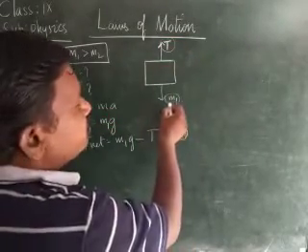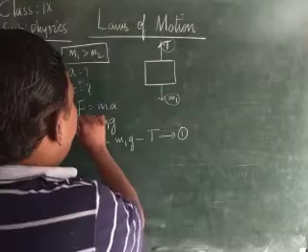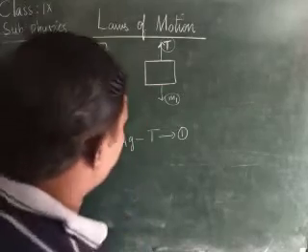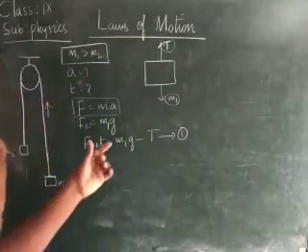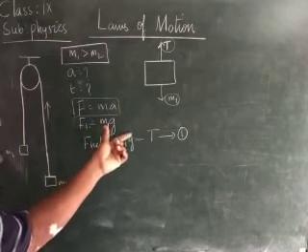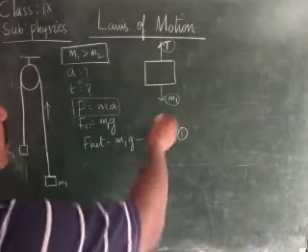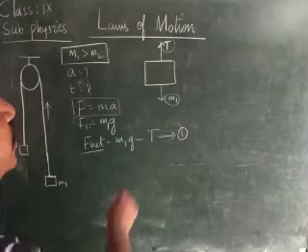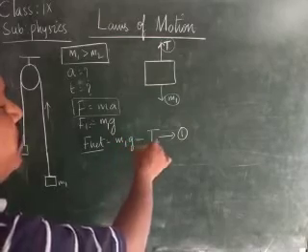Therefore we take the net force acting on this one: now F is equal to ma, children. But here a is taken as gravity, therefore F1 is equal to m1g. Therefore the net force acting on the body is nothing but m1g minus T.